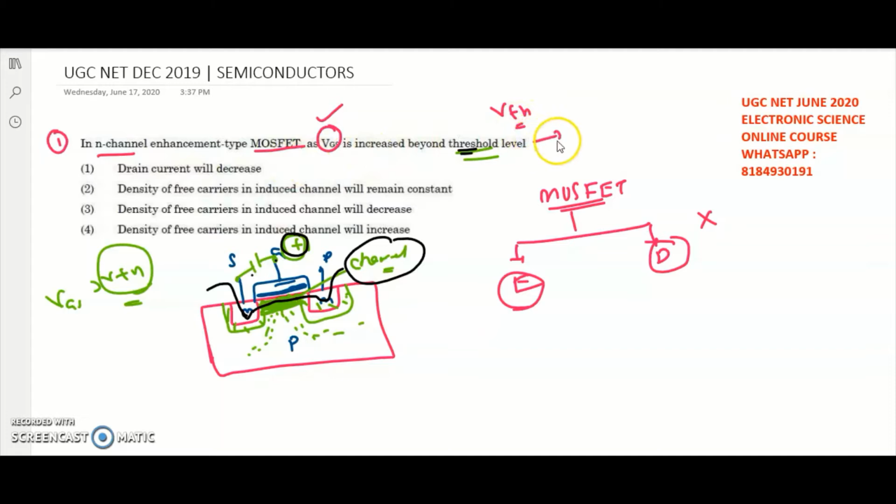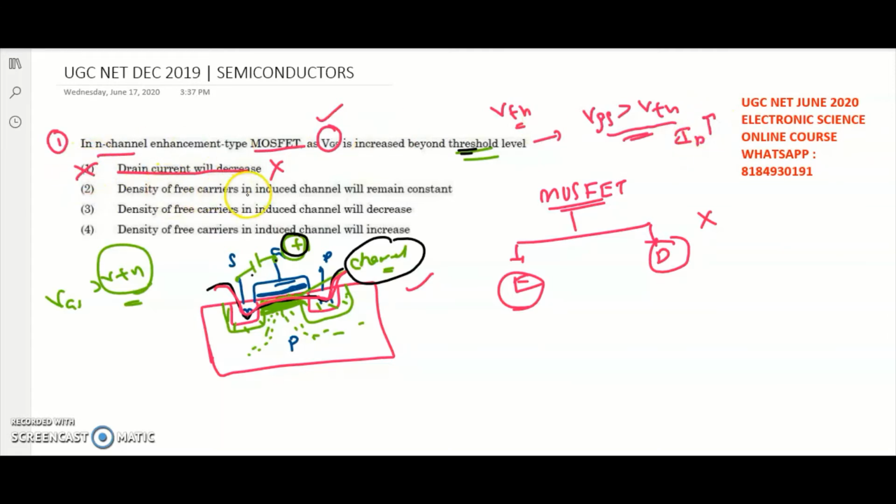So the given question we can write in mathematical format as VGS, nothing but the gate to source voltage, is greater than VTH, nothing but the threshold voltage. Then what happens? The first option is that the drain current will decrease. No, it is not the correct one, because here the drain current is increasing. Because the channel is created, the charge carriers from the source start flowing through the channel and from the channel to the drain. That means the drain current will actually increase. Whenever the gate to source voltage is greater than the threshold voltage, the drain current will increase. So the first option is wrong.